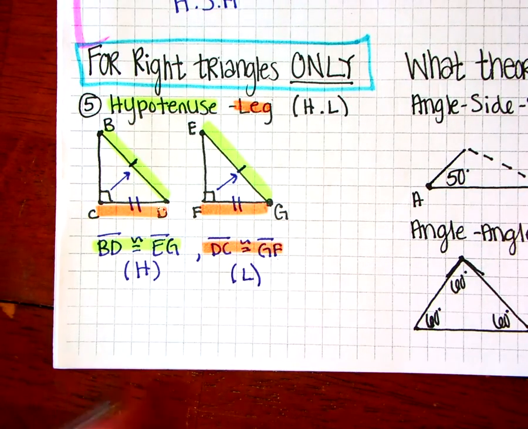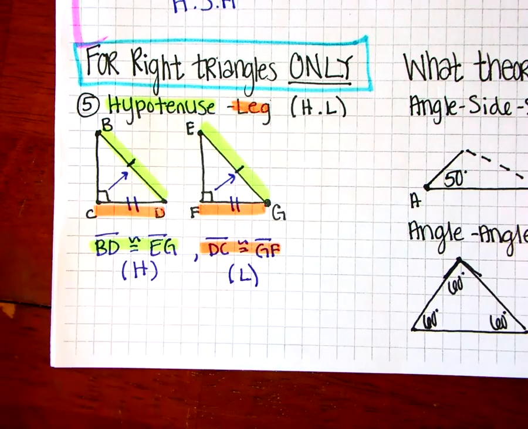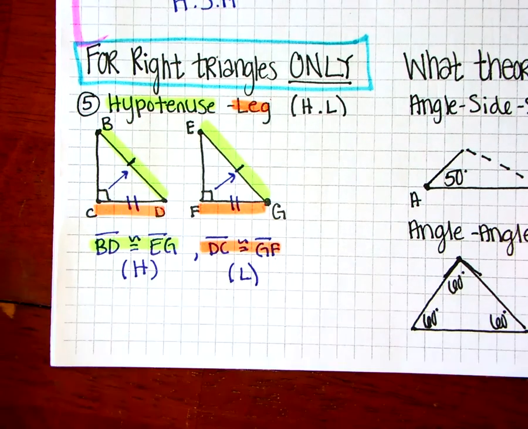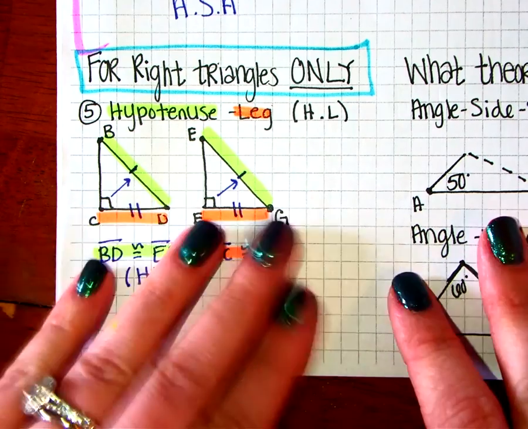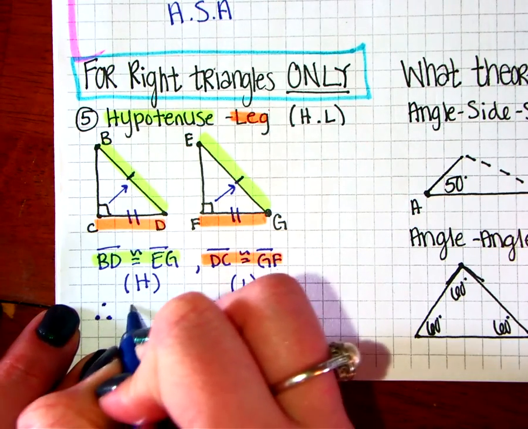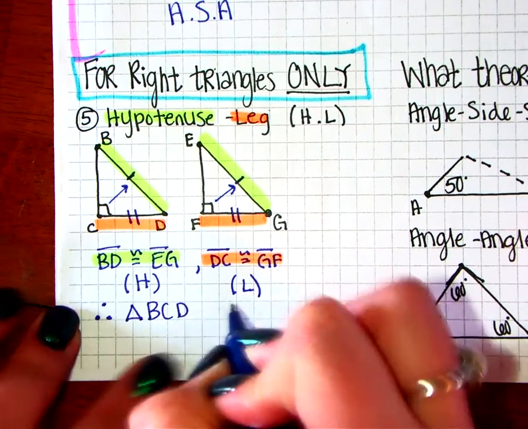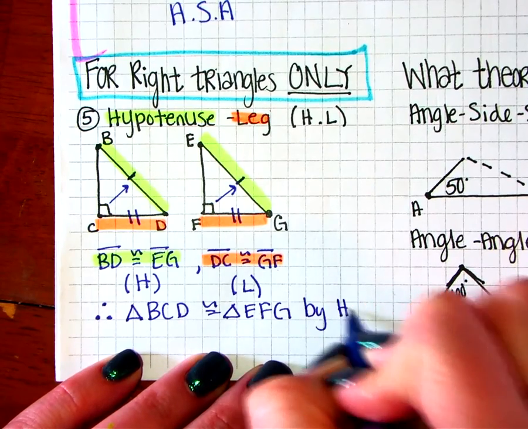This can also be referred to as angle side side, but that's not really a thing. It only actually exists in right triangles. That's why we refer to it as hypotenuse leg, because we don't want you writing any dirty abbreviations on your paper. So we're not going to use angle side side. This is referred to as hypotenuse leg. Now, just because you have a right triangle in your problem doesn't mean that you have to use hypotenuse leg. It just becomes an option for you if the triangle is right. So, therefore, triangle BCD is congruent to triangle EFG by HL.